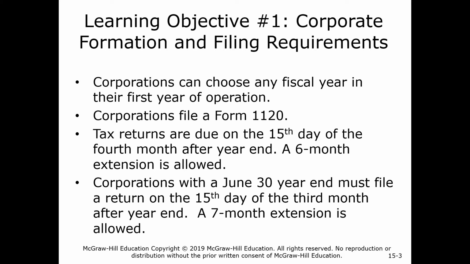So corporations with a June 30 year end must file the 15th day of the third month after year end and have a 7-month extension.